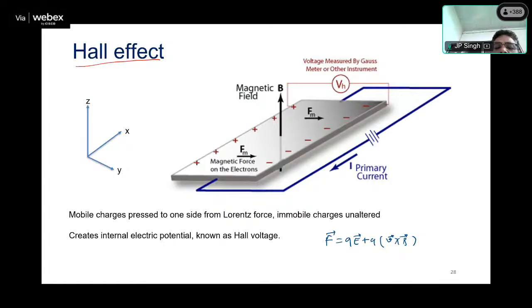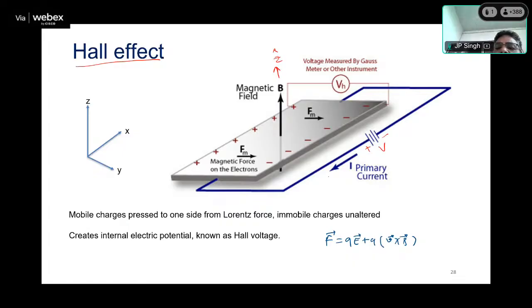What is the Hall effect? In the Hall effect we have a very thin slab. This is positive, this is negative. We apply a voltage between the two ends along the length of the slab, which is the x direction. And then we apply a magnetic field in the z direction, which is perpendicular to the slab. Then what will happen?